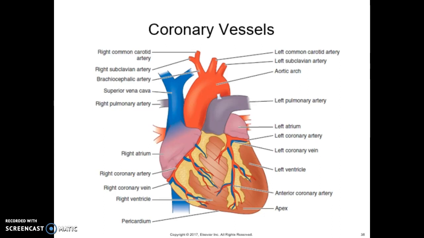So here this shows the coronary vessels. The heart muscles, the myocardium, receives its oxygen supply from a network of coronary arteries on the surface of the heart. A myocardial infarction, which we know is a what? Yes, that's a heart attack, occurs when a portion of the heart muscle becomes ischemic because the blood supply to the area has been interrupted.